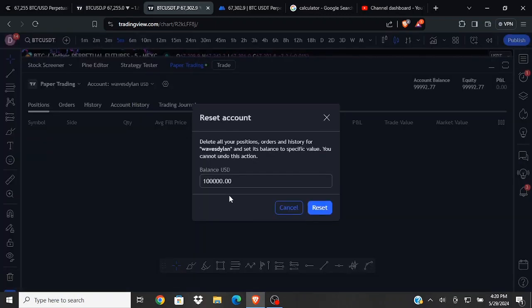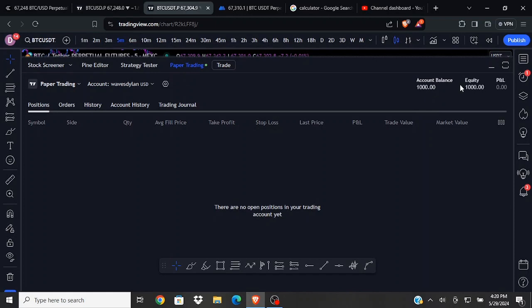How to reset an account, which if you want to have a specific amount, maybe you want to put $1,000 in an account, boom, now you have $1,000 in your paper trading account, so you can reset it at any point you want. So now let's get into this trade button up here.